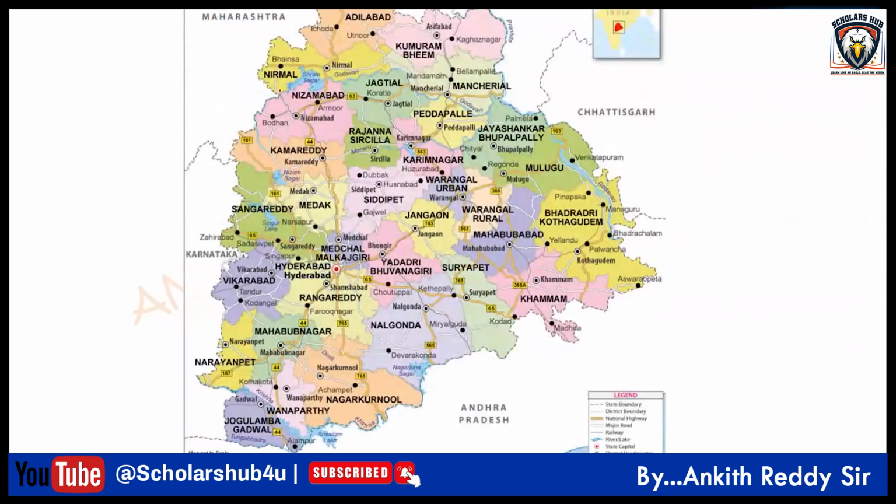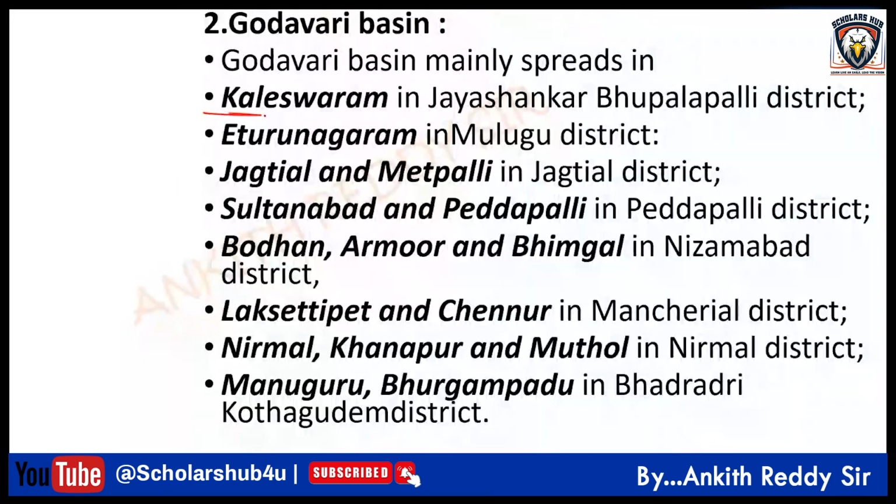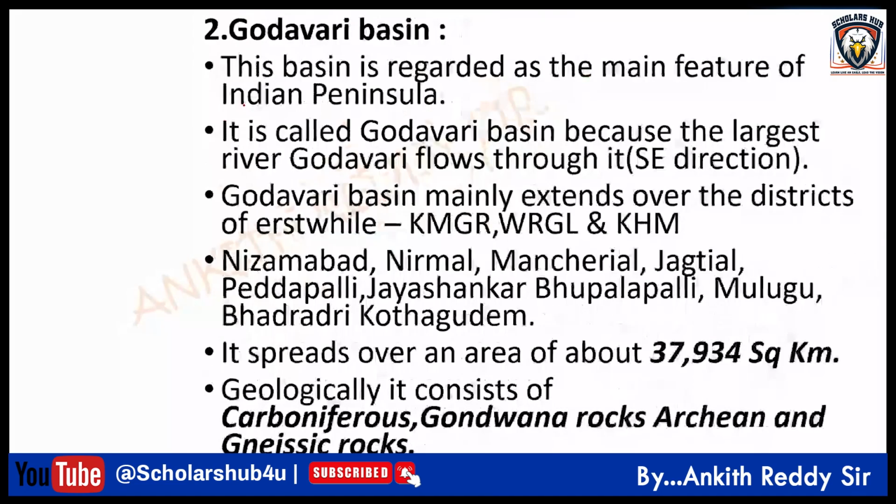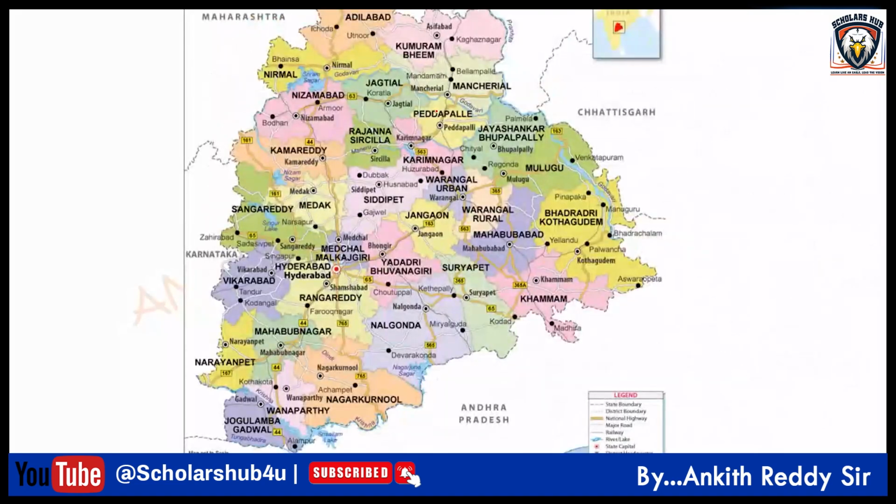Okay, so if you look at the Godavari, you can see Nirmal, Jagityal, Manchiryal, Peddapalli, Jaishankar Bhupalpally, Mulugu, Bhadradri Kothagudem. So this entire region comes under the Godavari basin. An important point here is Kaleshwaram. Why Kaleshwaram is important and why they are constructing the project here is that the river Godavari is joined by one tributary called, what is that? Pranahita. So it is adding to it.